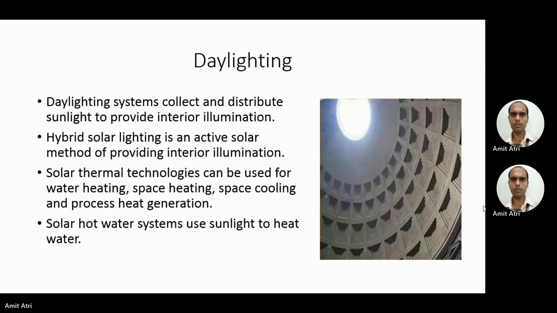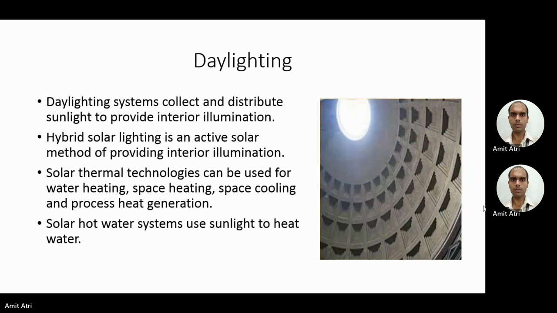Okay, daylighting. The name indicates day and lighting, which means we are utilizing sunlight for lighting purposes of some type of building or any other establishment. The daylighting system collects and distributes sunlight to provide interior illumination. Hybrid solar lighting is an active solar method of providing interior illumination. So we can light our building indirectly using solar sunlight.